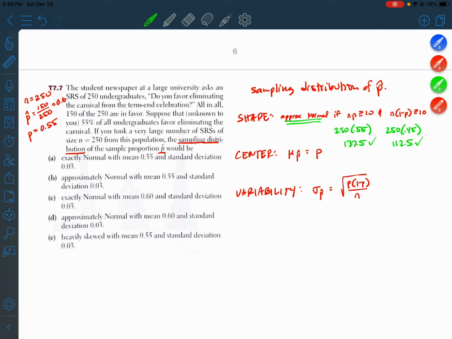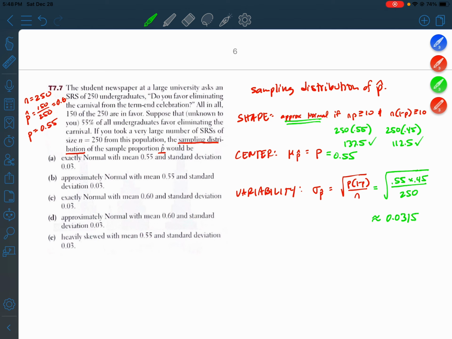The center: our estimates are going to center or cluster around the true proportion, which we know is 0.55. And then the standard deviation is going to be the square root of 0.55 times 0.45, all divided by 250, which on the calculator is about 0.0315.